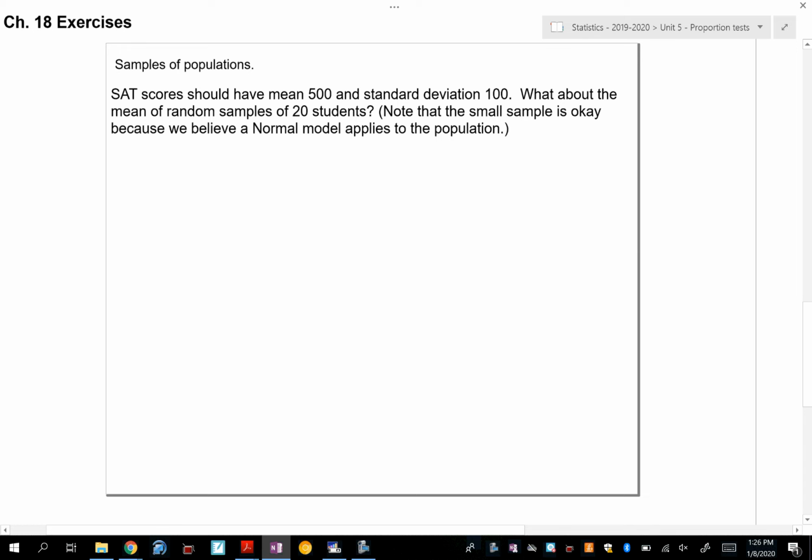So we're going to do this problem, which is a sampling distribution model problem for a mean. If you read this real quick, it tells you the SAT scores should have a mean of 500 with a standard deviation of 100, and we're looking at a random sample of 20 students. We know the sample size is small, but we think the population, so all the scores, would be roughly unimodal and symmetric. So we're not worried about that sample size being small.